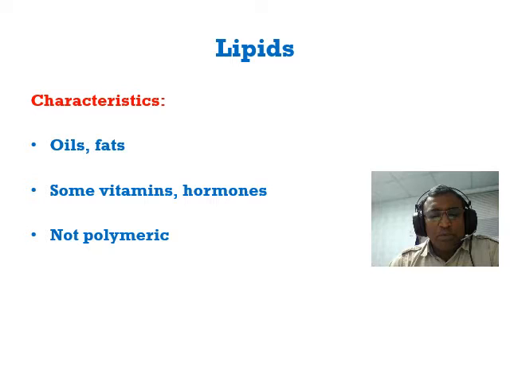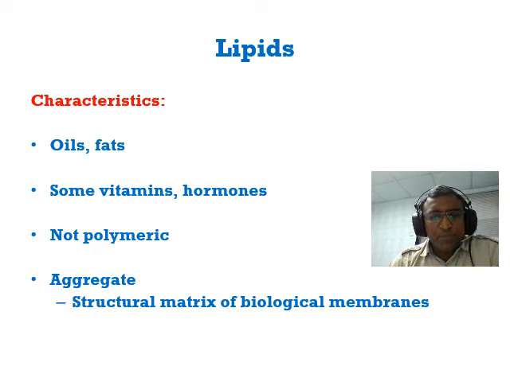It is not polymeric because it's around a 20 carbon hydrocarbon chain. It's not like 50 or 100 hydrocarbon chains. And it is also able to contribute in the making of the biological membrane, that is the lipid bilayer. Therefore, apart from contributing to energy production, it is also in the making of the biological membrane.